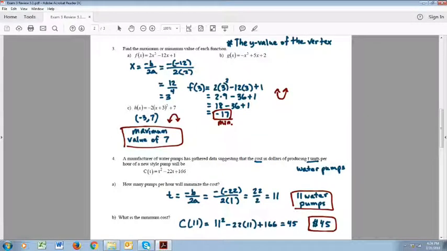So number 5 is pretty similar to this one. Number 6, I told you guys not to worry about it. I'm not going to put anything like that on the test.